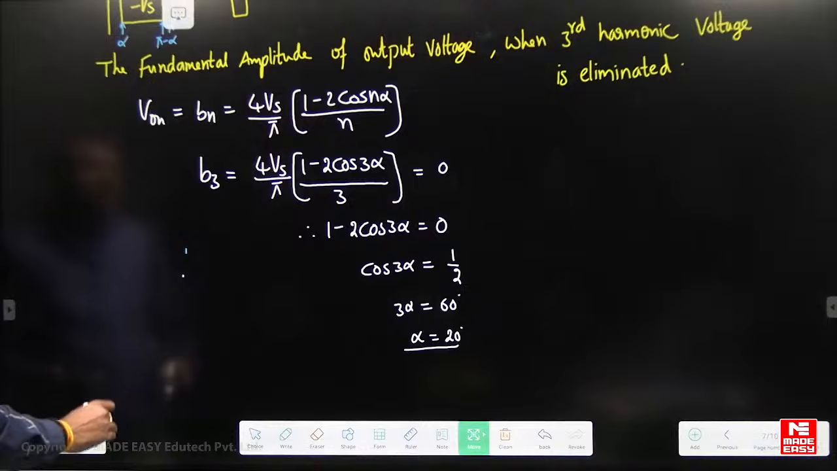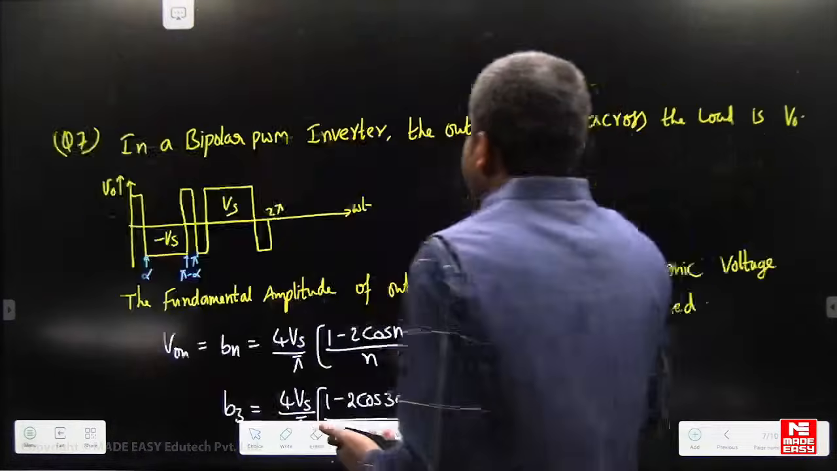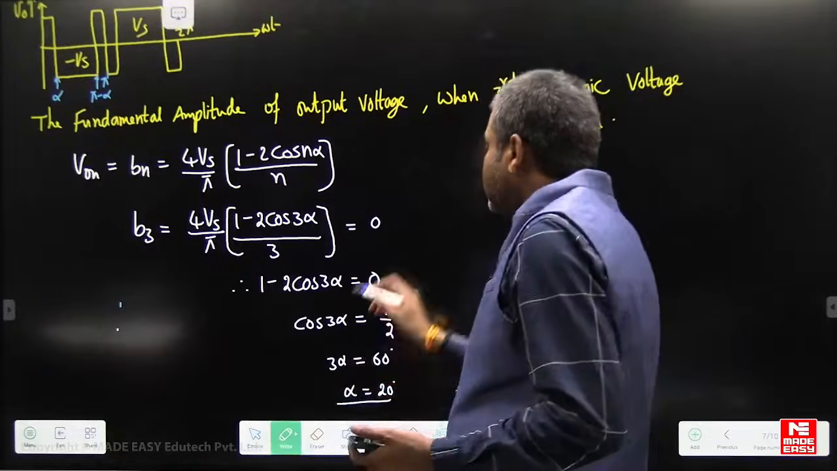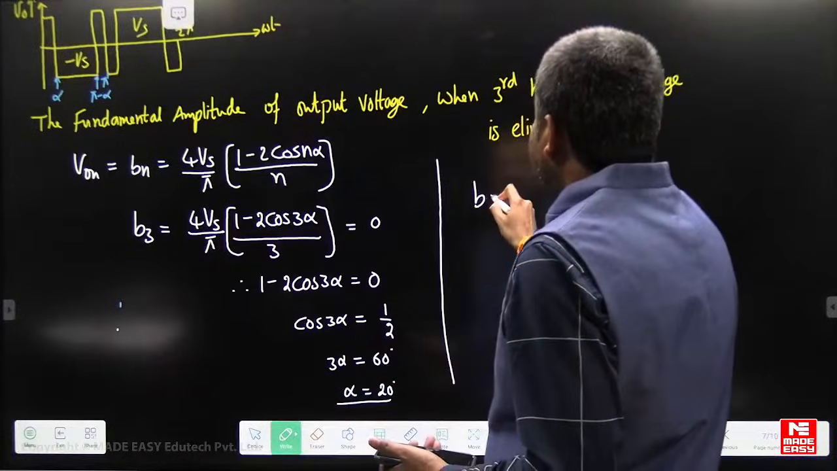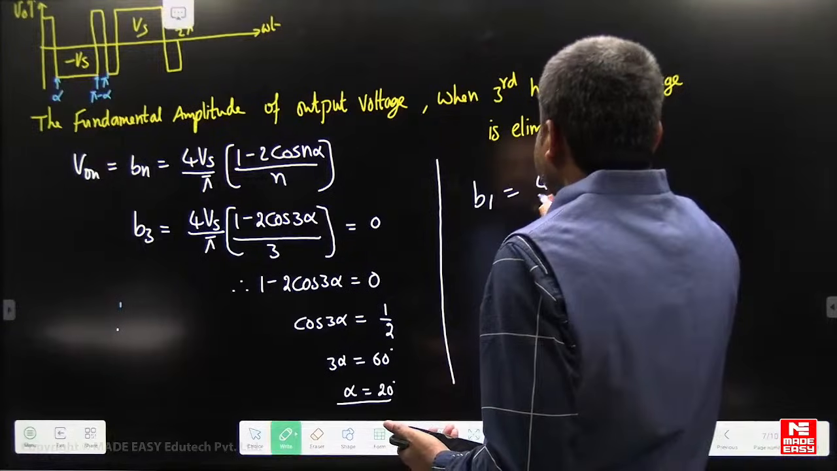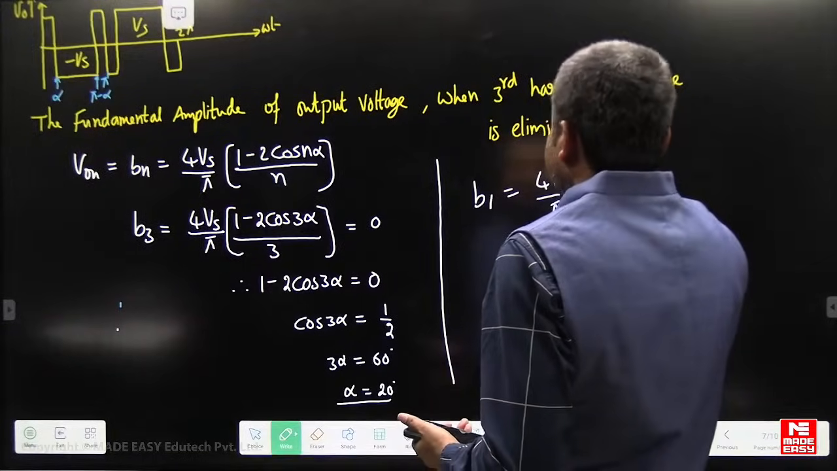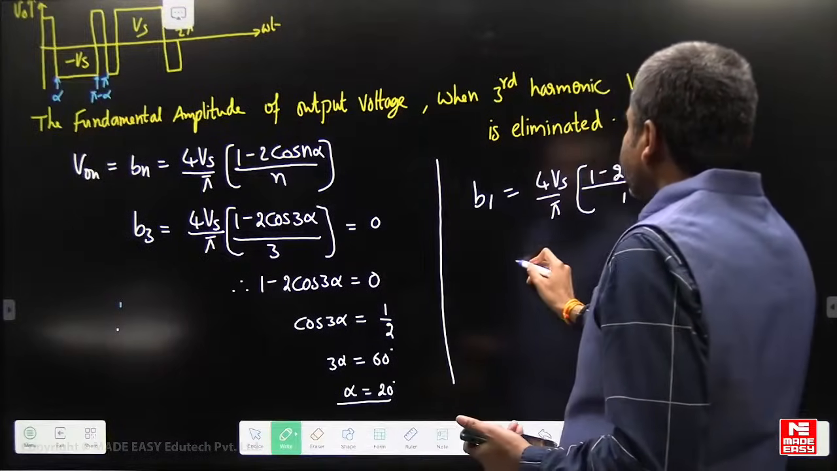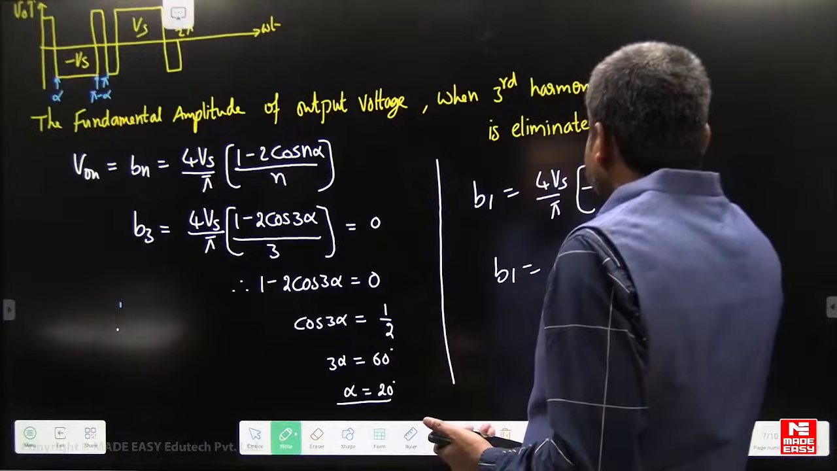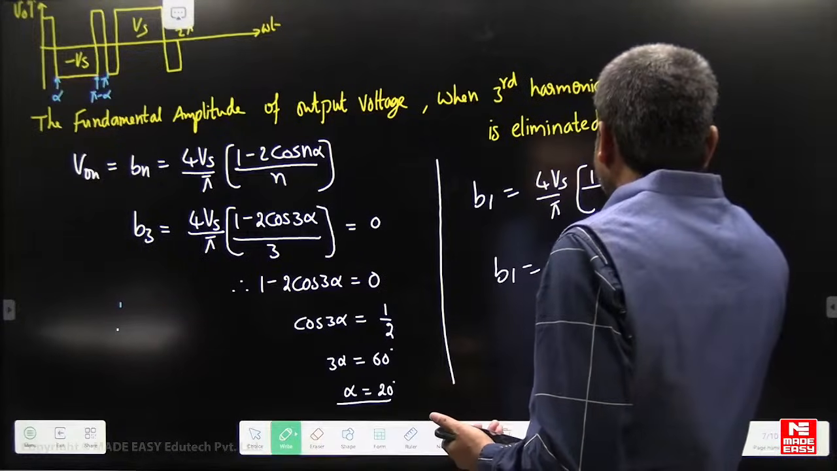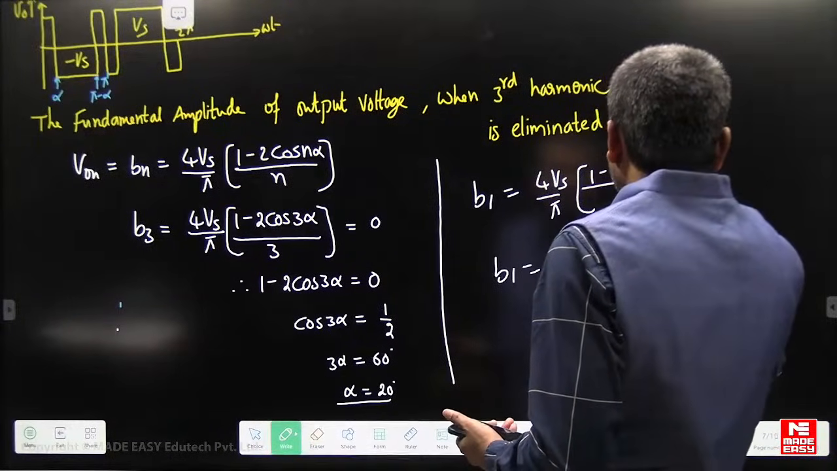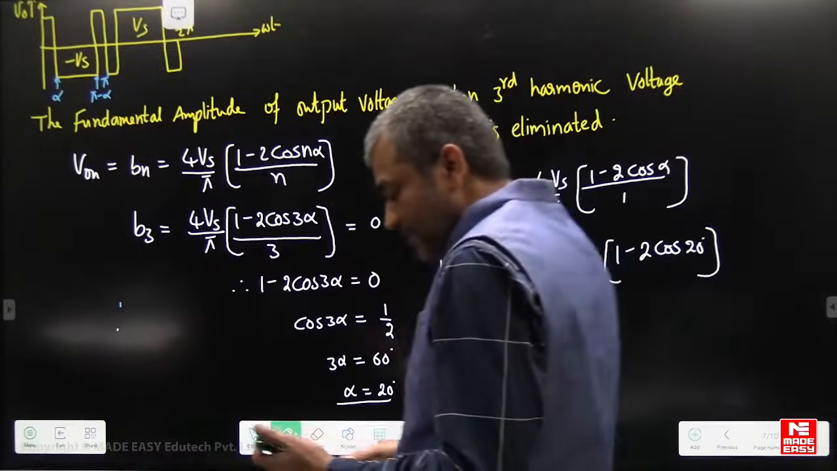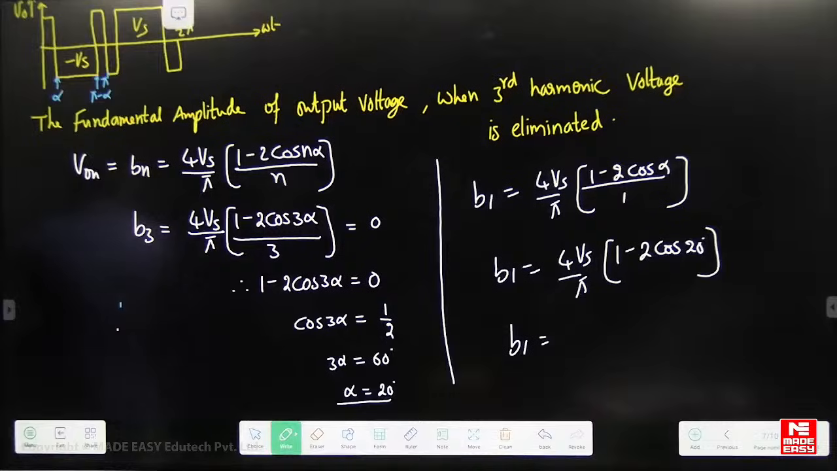So fundamental amplitude we have to calculate. Fundamental amplitude means we have to calculate the value of B1. B1 is equal to 4 Vs by pi into 1 minus 2 cos alpha by 1. Alpha is 20 degrees. So B1 is 4 Vs by pi into 1 minus 2 cos 20 degrees. So calculate this value, students. Please verify the calculation part.